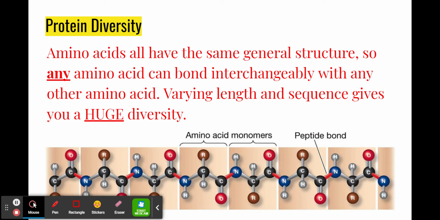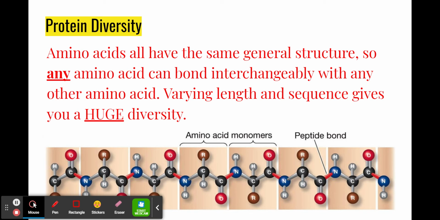So what happens is when you have amino acids forming bonds between one another, it's actually the amino group on one, so the nitrogen-containing functional group, that connects to the carboxyl group on another. And because these two functional groups are the same on every single amino acid, they can all bond interchangeably. It doesn't matter which of your 20 amino acids we're looking at, you can bond any one of them to any other one.